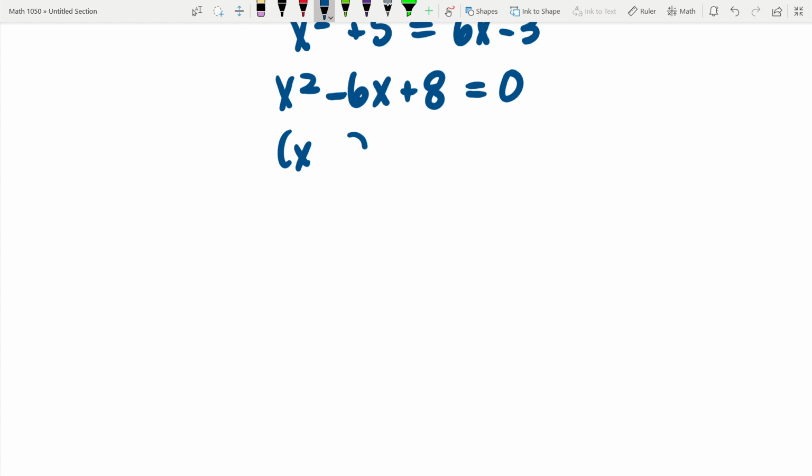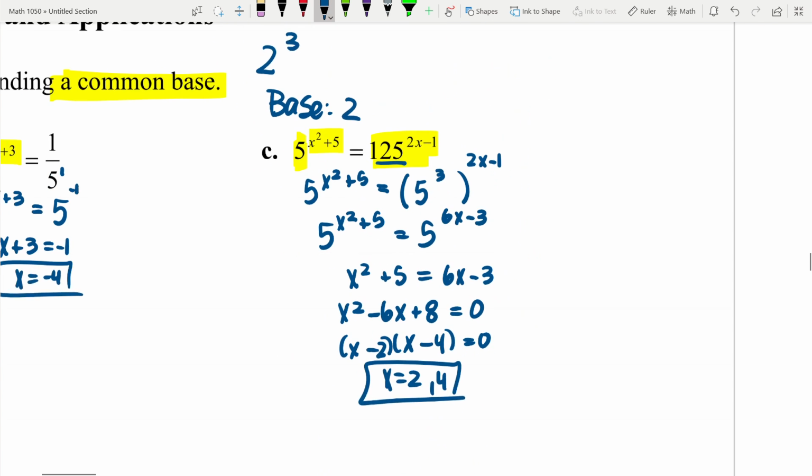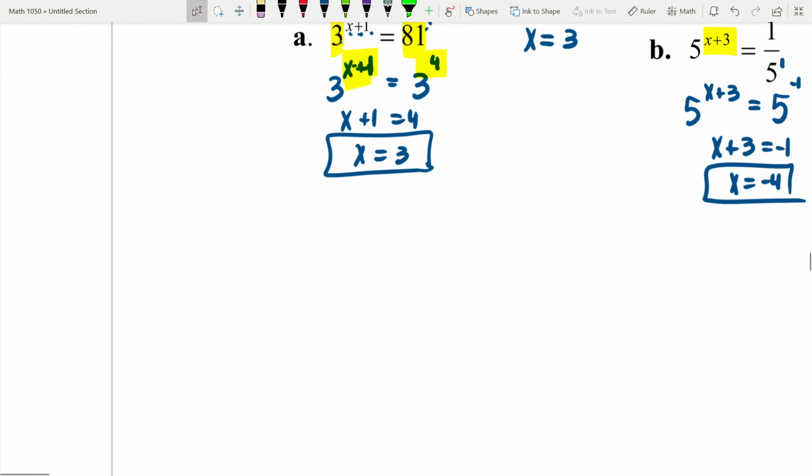Okay, here we go. X and X, 4 and 2, signs are the same, they're both negative. I get X equals 2 and I get X equals 4, and I check them. Okay, don't have to, but you'd be crazy not to. Okay? Okay, question D.